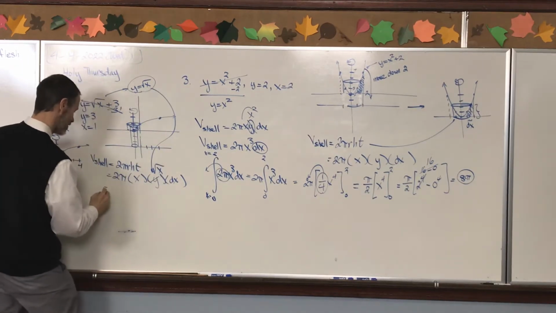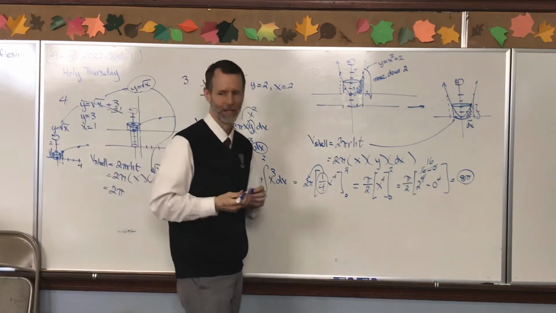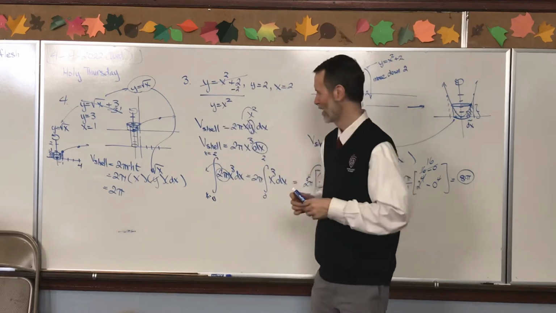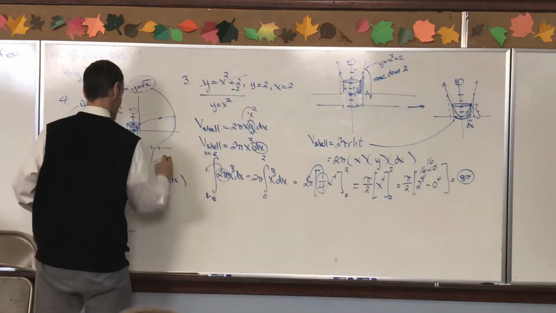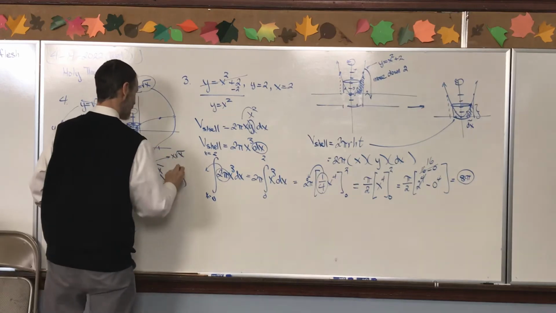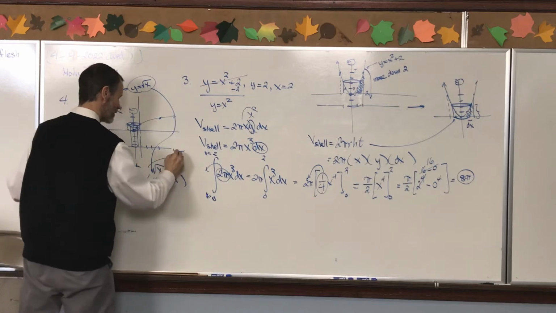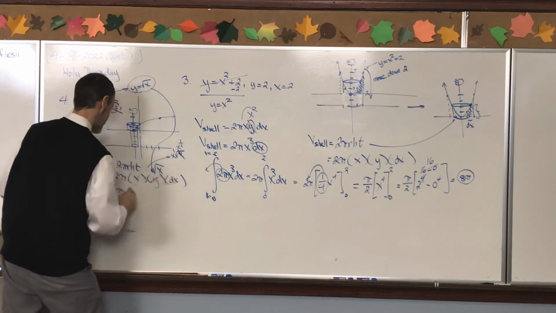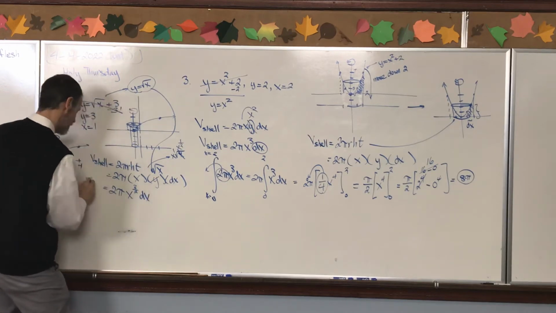Can somebody simplify this for me? 2 pi what? John, take over. X to the 3 halves. Yes. X radical x would have been fine, but it's not in antiderivative friendly form. This is x to the first times x to the 1/2, so it's x to the 3 halves dx. Okay, that's the volume of a single shell.